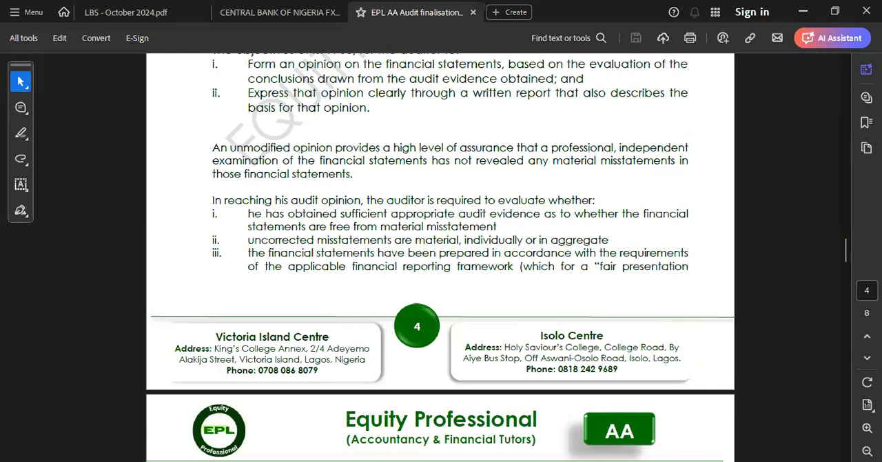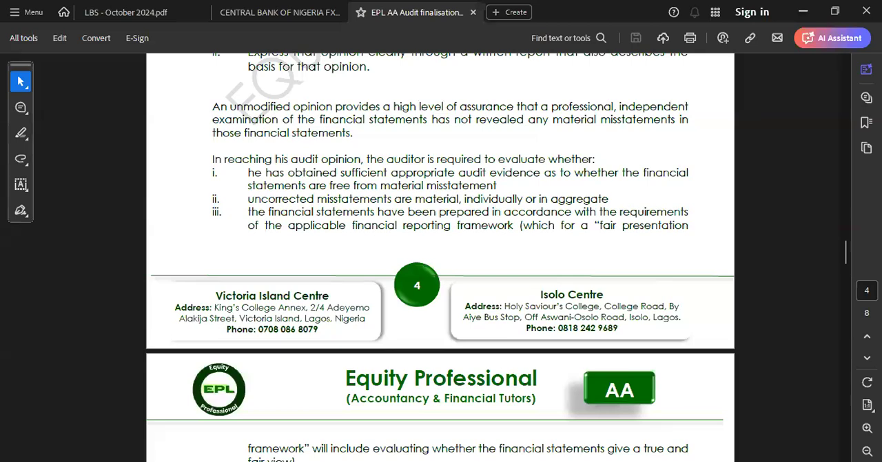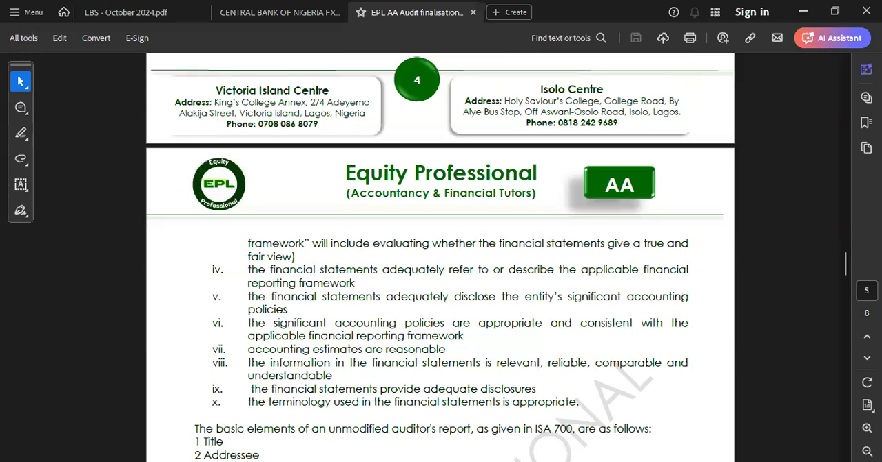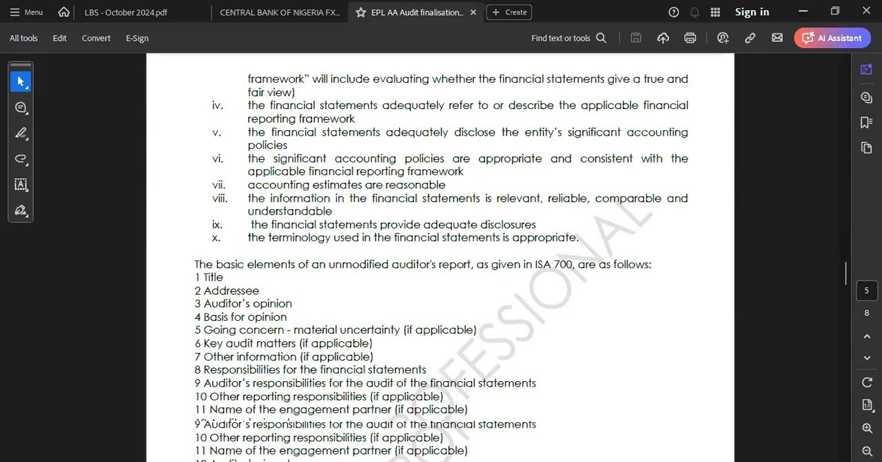So when you are giving this type of opinion, you are saying that the financial statement has been prepared in line with that. The other thing is that we are also saying that all disclosures have been made, the right accounting policies have been used, and that the information in the financial statement is relevant, reliable, comparable, and understandable. You're also saying that all the terminologies used in the financial statements are appropriate. So if you look at all these points, these are the expectations that the auditor must have evaluated before giving an unmodified opinion. And what does an unmodified audit report look like?